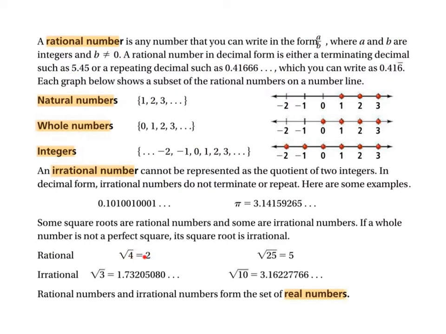Square root of 4 is 2. So that's actually rational. Square root of 25 is just 5. That's actually rational. But when the radicand is not a perfect square, it won't work out as a nice, neat integer square root, and that will be irrational. It'll go on forever without repeating or terminating. Okay? Together, the rational numbers and irrational numbers make the real number set.